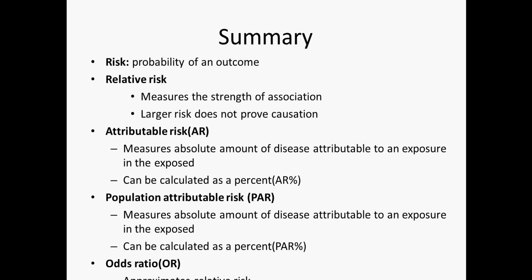Population attributable risk again measures absolute amount of disease attributable to an exposure. Sorry, this is a mistake. It's not in the exposed, but it is in the general population. That can also be expressed and calculated as a percentage known as PAR percentage or proportion. And odds ratio is a measure of association calculated in case control studies which approximates relative risk if matching is done and if the disease is relatively rare. So that's all about measures of association and measuring risk in epidemiology.